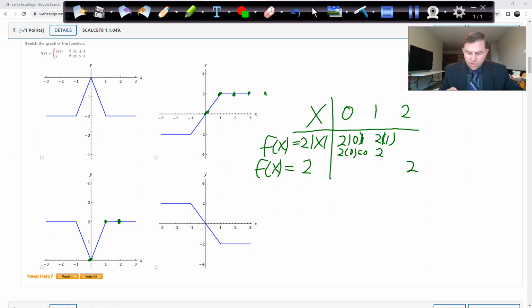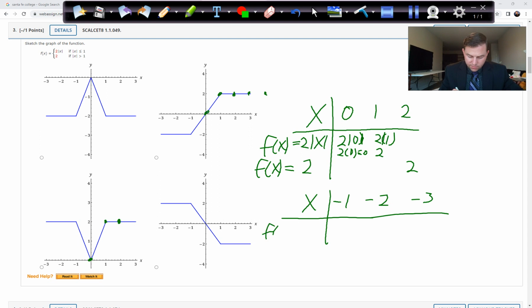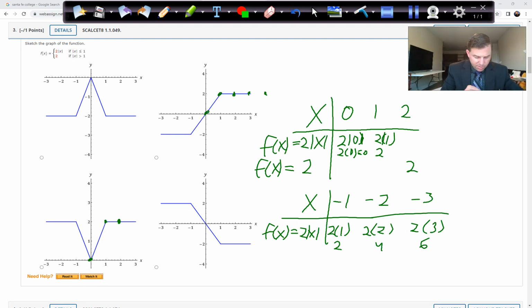Okay, so let's see what happens when we pick negative numbers. So if we have x, let's pick -1, -2, -3. Now these all have to go into this function because it's the only one that accepts numbers smaller than 1. But these absolute values are going to make all these numbers positive, so this is still 2 times 1, which is 2. This would be 2 times positive 2, which is 4. This would be 2 times positive 3, which is 6. So again, this absolute value of x will change all these negative x's into positive numbers, and then the 2 out front will just double each one. So we should have, when x is -1, we're up at 2. When x is -2, we're also up at 4, so we should be up here.